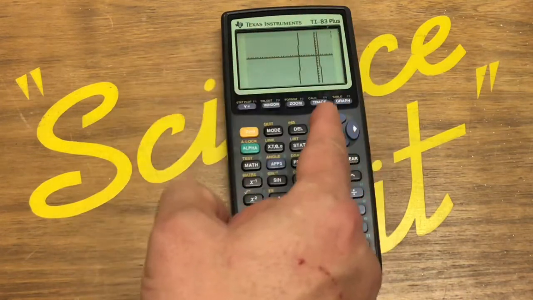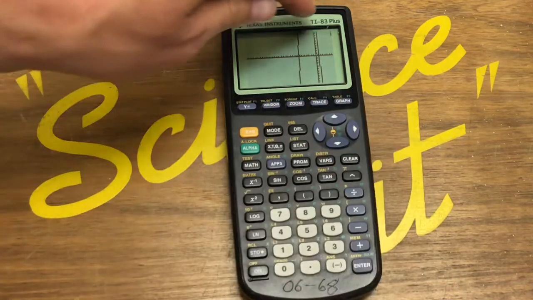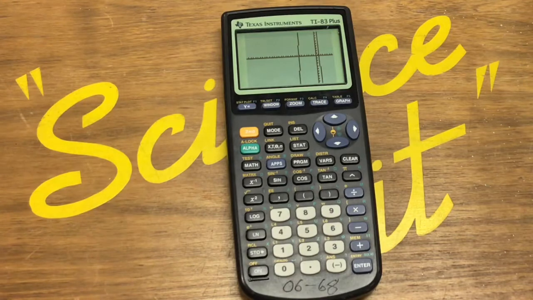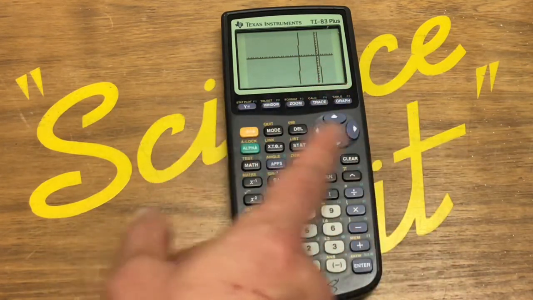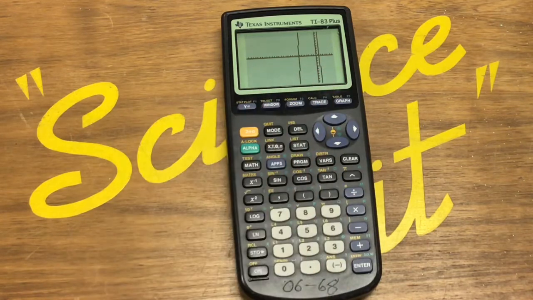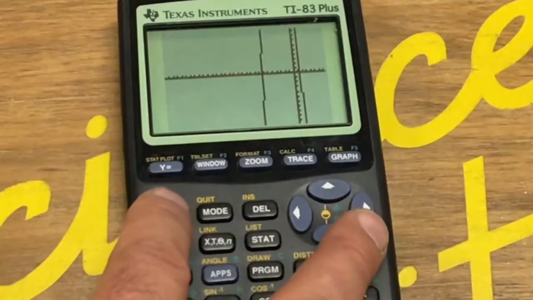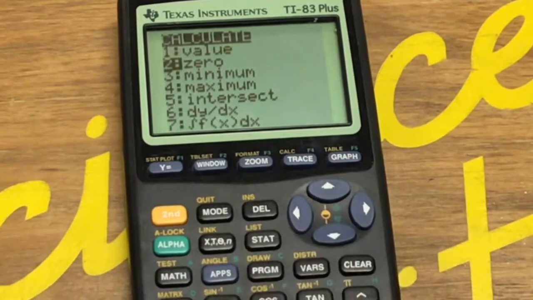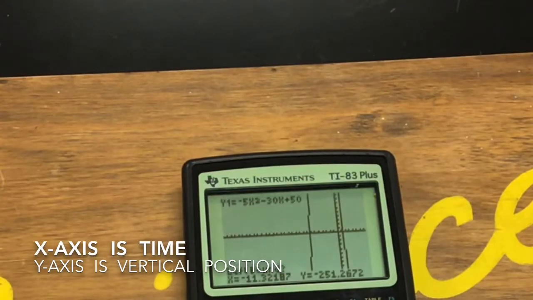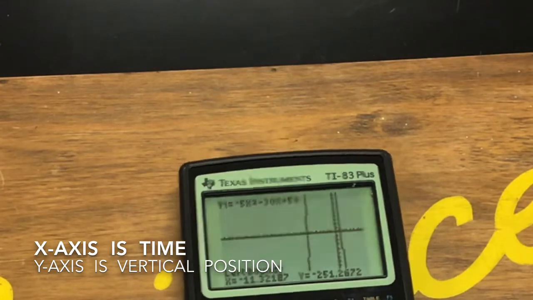And you get something that looks like that. It goes up here, down there. Now this is just from here down. That's what you want. You can change your window if you want to, or zoom it so it's a bit different, but what you want to do is second function, calc, right there. I want to find not the value, but the zero. I want to find the zero there, and it says left bound.